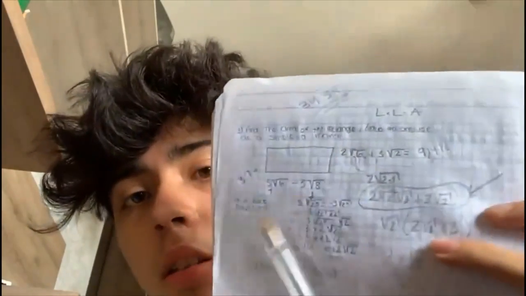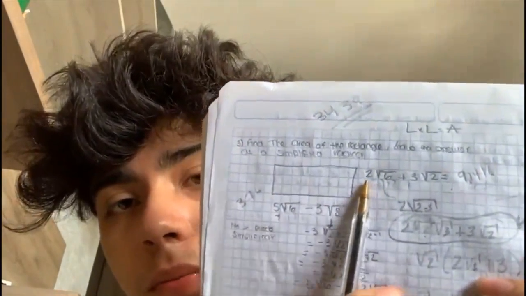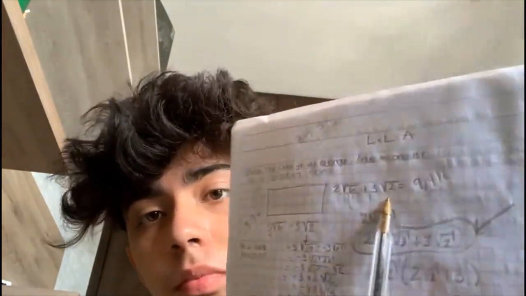Well, for this problem, that is number 3, we have this rectangle with the value of a side of 2 square root of 6 plus 3 square root of 2, and the other side is 5 square root of 6 minus 3 square root of 8. So what we need to do is simplify each term first, and then when it's simplified we are going to multiply it.